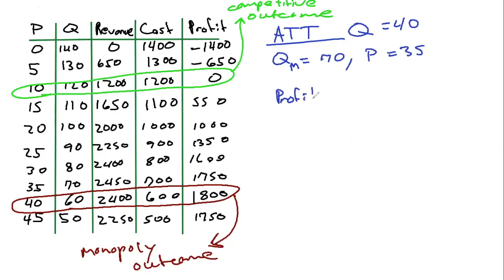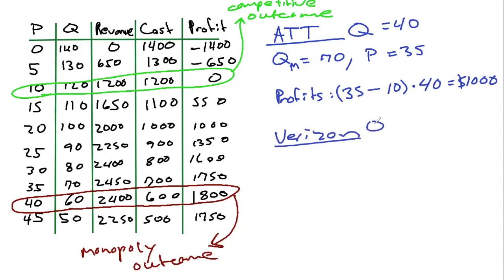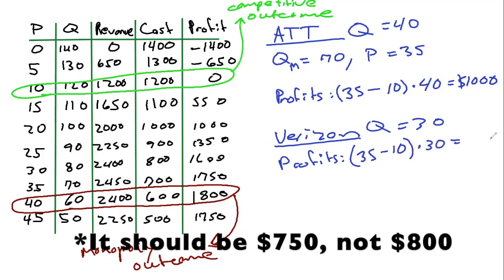So that means AT&T is going to have profits of their marginal revenue, which is 35, minus their marginal cost, which was 10. Remember, 10 we established on a previous slide, and they're going to produce 40 units, which is $1,000. And Verizon is still going to produce the agreed upon 30, so their profit is going to be marginal revenue minus marginal cost times their units, which is going to be $800.